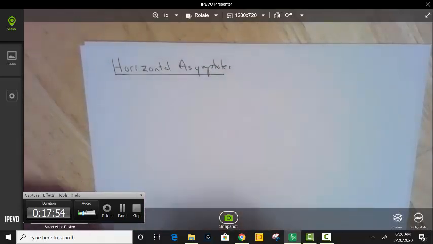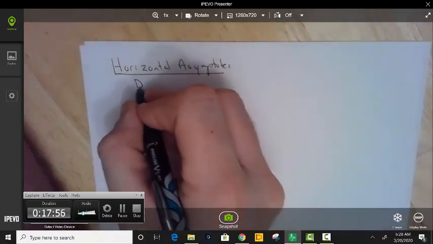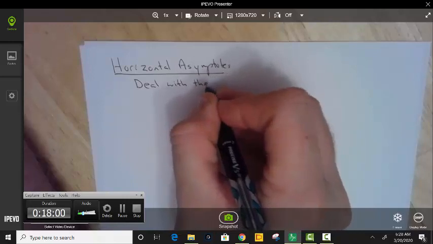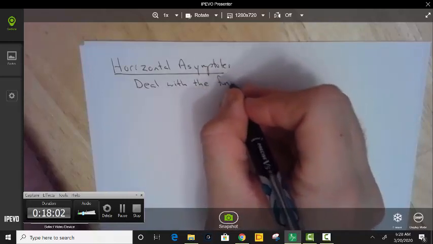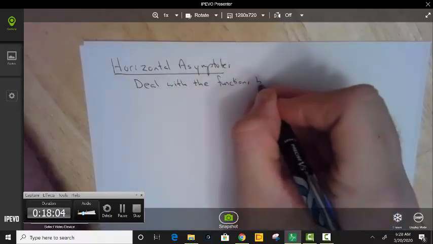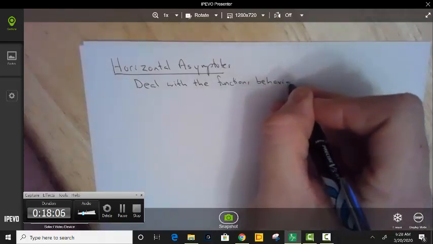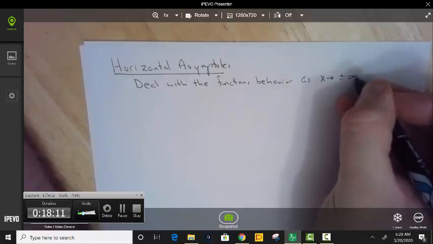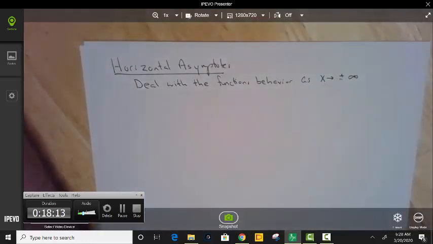Okay, so horizontal asymptotes deal with the function's behavior as x approaches positive or negative infinity. Okay, so really it's just, as we've said in the past, the end behavior.